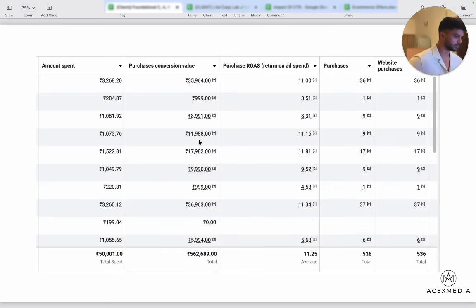To show you more results and how this works, here's another client that came to us, and this is an agency ads account that we're using, so it has a credit line. We spent 50,000 rupees and we were able to make back 5,62,000 rupees in sales at 11x ROAS, and we got roughly about 500 purchases. For this client, we started working from scratch. So the Pixel had no data, and this was a pretty fresh account. If you already have data, then you can see how this can help you get better results.